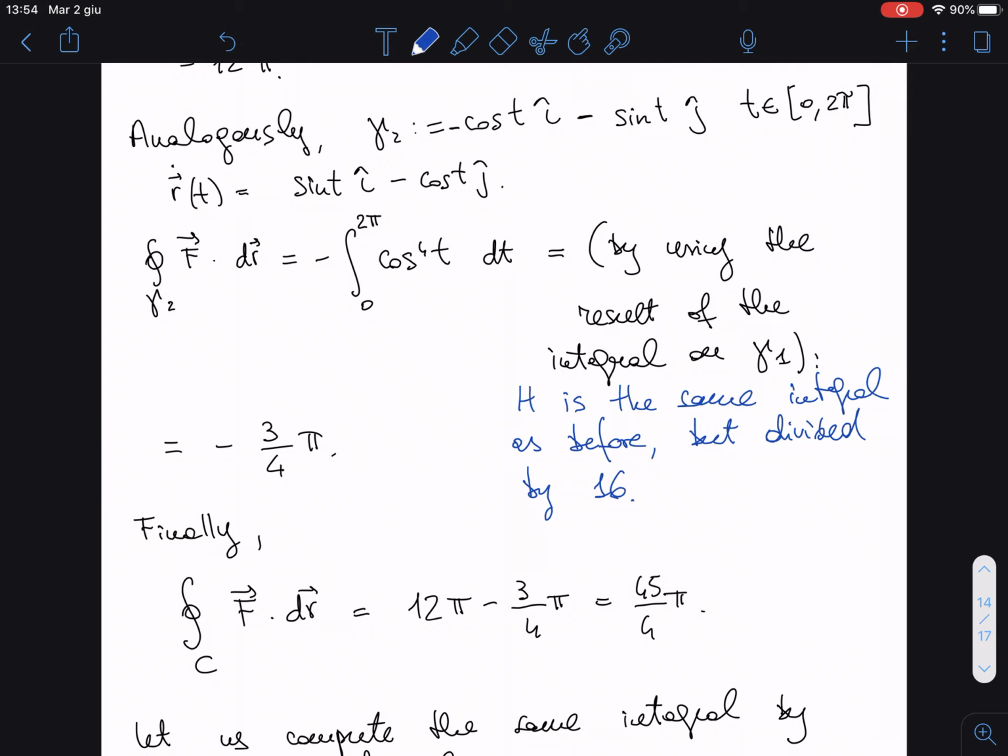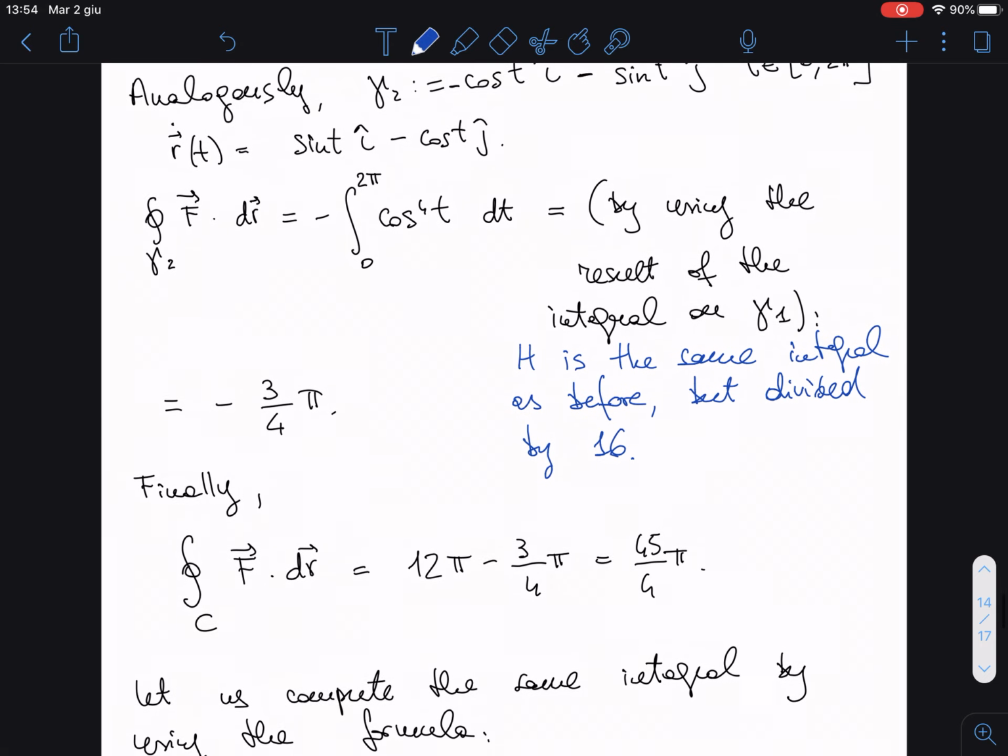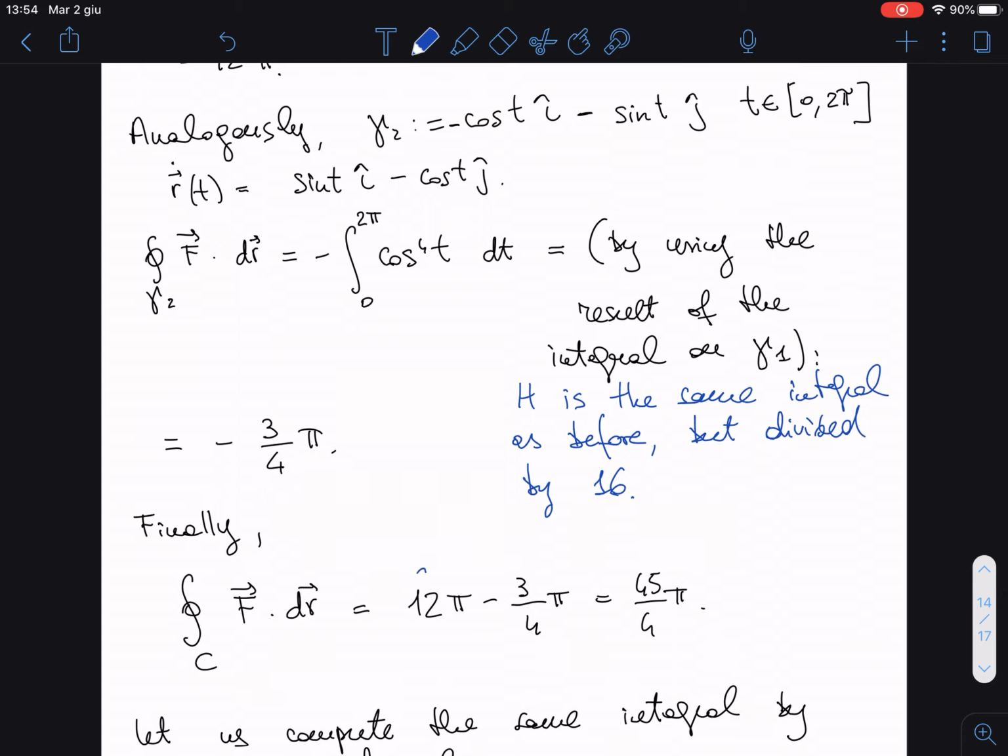Extremely simple. So before we had that the result was 12 pi, so we divide by 16, so we find 3 over 4 pi, and the result is 45 over 4 pi. It's just a matter of computation. So this is the first part of the exercise.